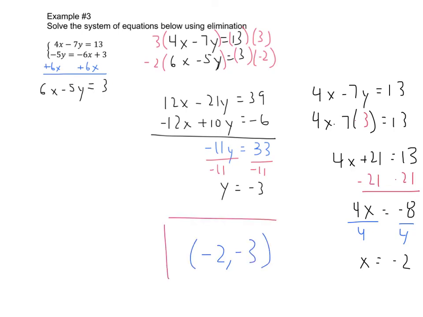Just as a reminder, what does this mean? This is the ordered pair that, when we plug it into both of these equations, would make both of those equations turn into a true statement. Also, this point here is the place where the two lines would intersect if we were to graph these two lines.